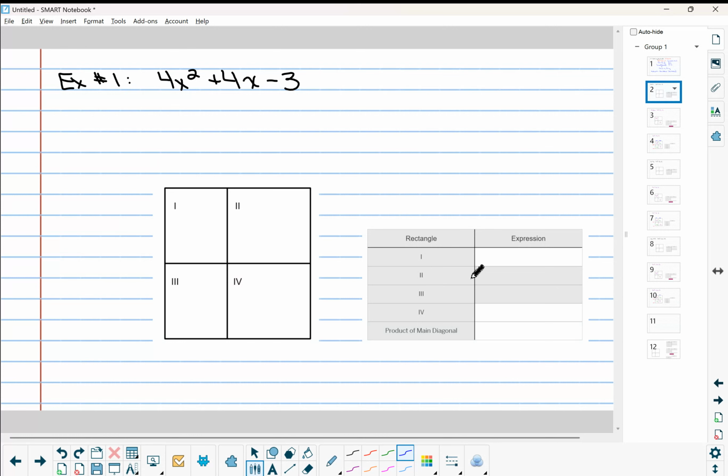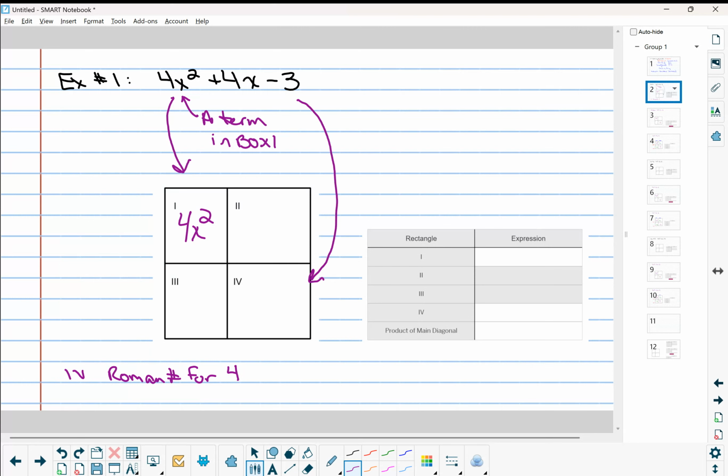So here's what's going to be happening on the first screen. First of all, remember that IV is the Roman numeral for 4. Here's what you're going to do. The 4x squared is the a term, and we're going to take the a term and write it in box 1. So the 4x squared goes into box 1. And then the c term is going to go down here into box 4.